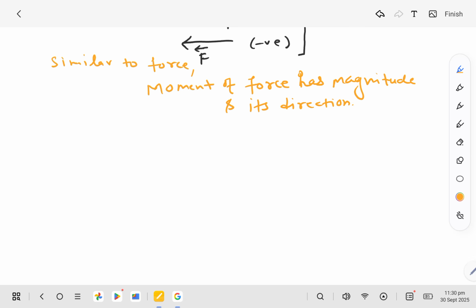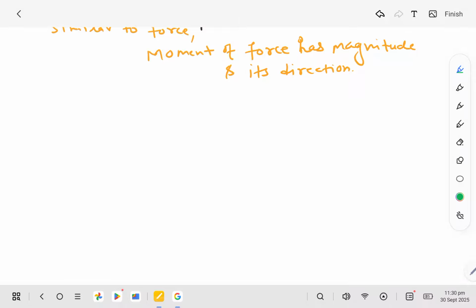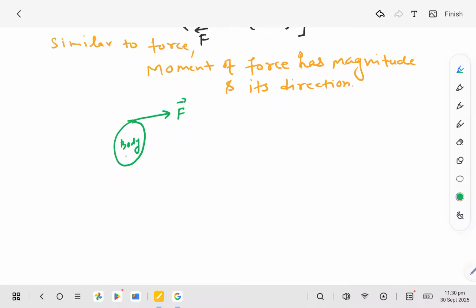So therefore we need to represent the moment of force as a vector quantity, or we need to use a sign convention for the calculation. Now let's say this is the body, and this force is acting in this direction, and if you want to measure, this is the point A.